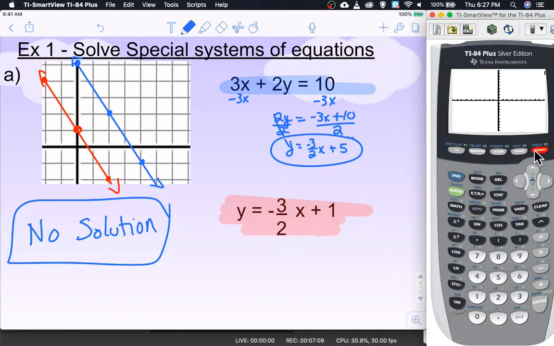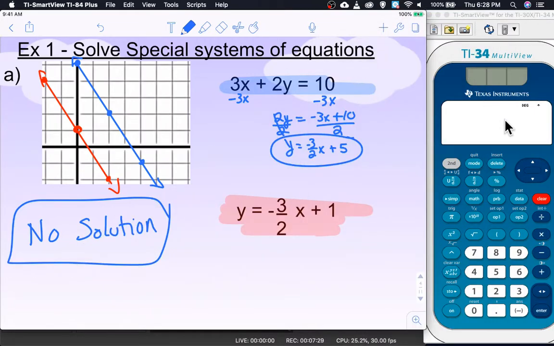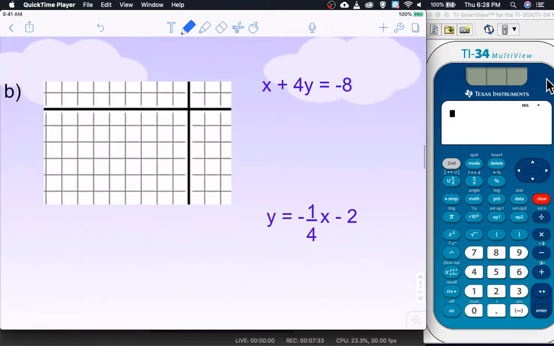I hit graph, and we wait a second. There's one line. There's the other line. And we can say right now, they don't intersect. There is no solution to this system of equations. So we're done. Very quickly, I'll talk about that later on. So let's get going. Next problem.